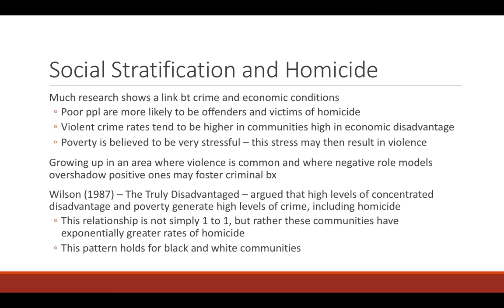We've also looked at social stratification in homicide. A lot of research shows a link between crime and economic conditions. Poor people are more likely to be offenders and victims, and violent crime rates tend to be higher in poorer communities. Basically, poverty is believed to be very stressful, and this stress may then result in violence. If you grow up in an area where violence is common and where negative role models overshadow positive ones, this may foster criminal behavior. In 1987, Wilson wrote The Truly Disadvantaged, in which he argued that high levels of concentrated disadvantage and poverty generate high levels of crime. It's not simply a one-to-one relationship, but these communities actually have exponentially greater rates of homicide. This is a pattern that holds true for both black and white communities.